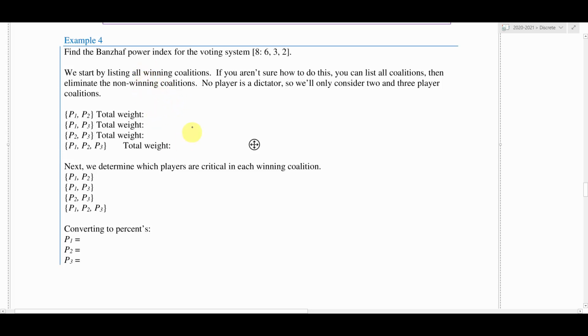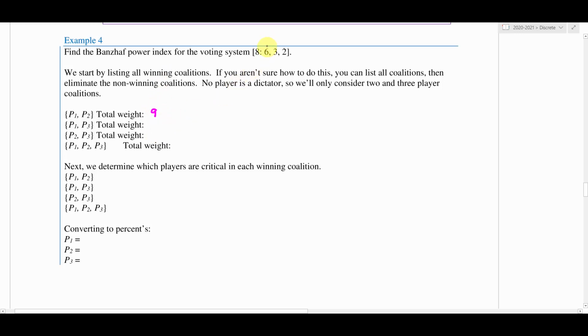All right. So here we go. I've got all my coalitions listed. This is every possible coalition that can come out of this voting system. So I'm just going to tally up the total weight for each of these coalitions. So player 1 and player 2. So player 1 has 6 votes. Player 2 has 3 votes. So this coalition has a total weight of 9.